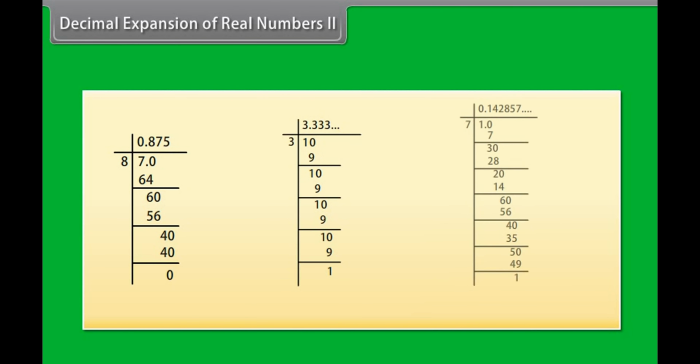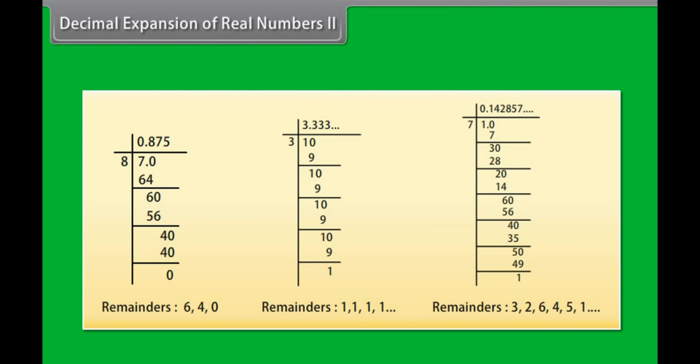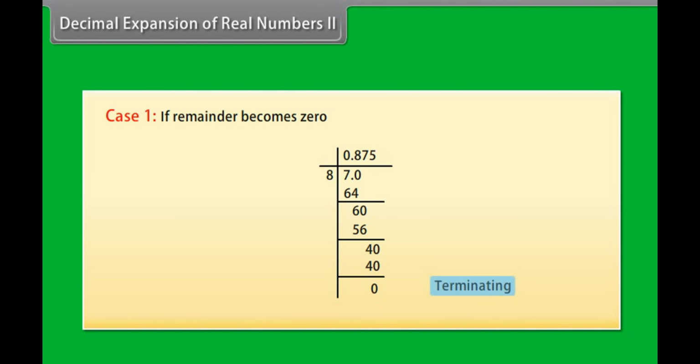Did you notice something here in all these examples? Notice that here the remainder either becomes 0 after a certain stage or starts repeating itself. Let us go through these cases one by one. Case 1 is if the remainder becomes 0, then the decimal expansion ends after a finite number of steps. The decimal expansion of such numbers is terminating.